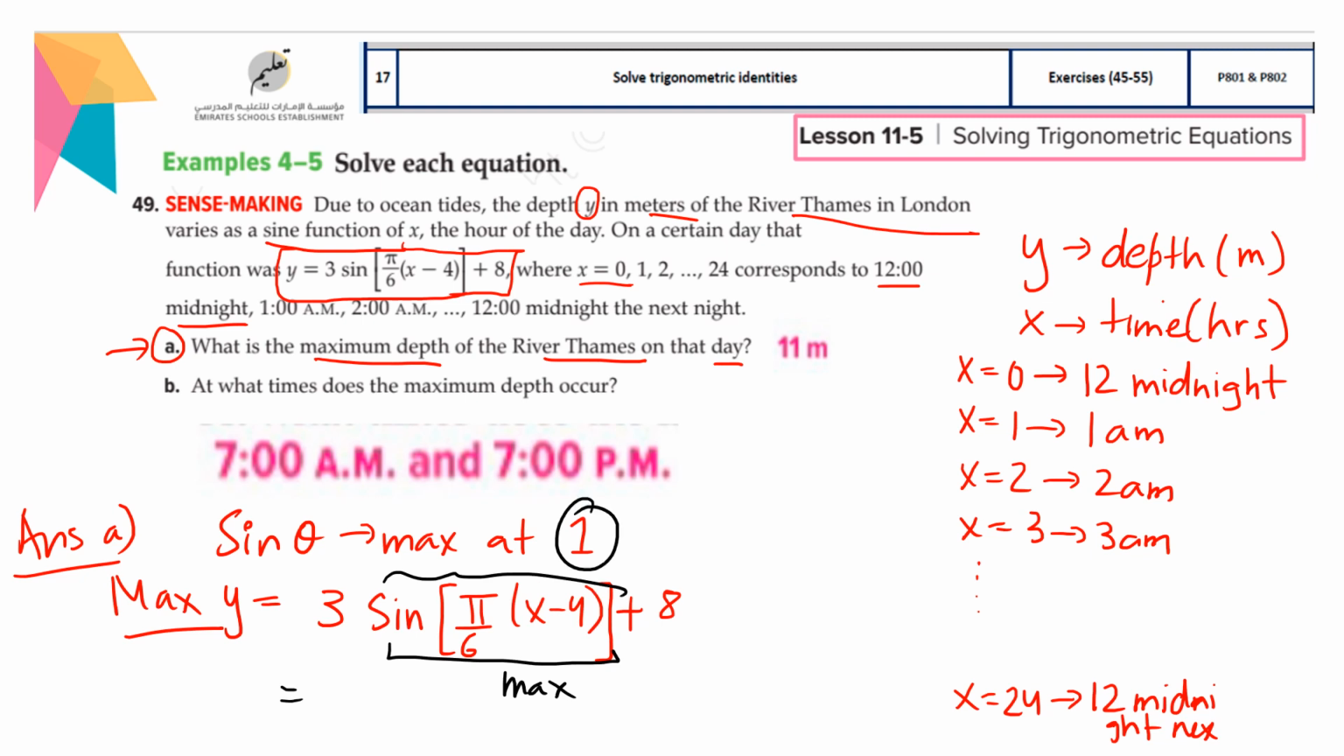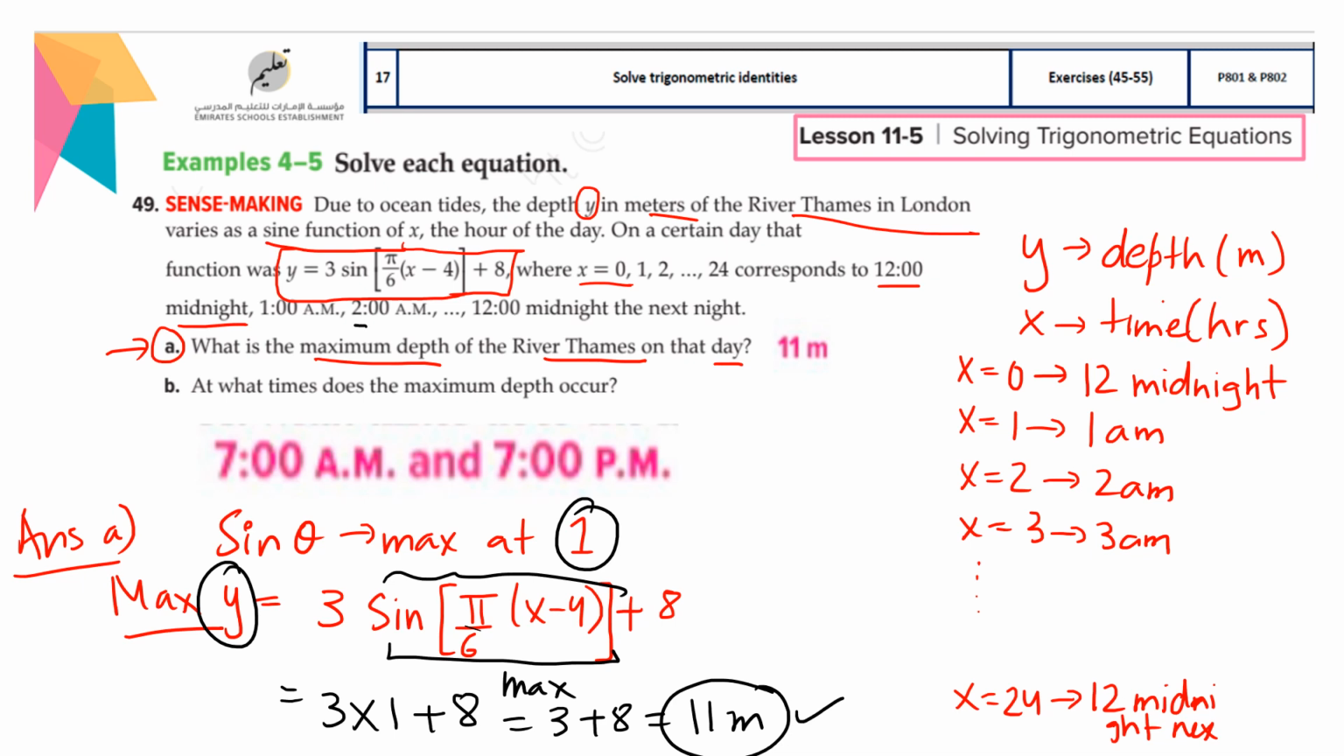So what can be the maximum value of y? Sine being 1 means this whole thing is 1 plus 8. So 3 plus 8, which is 11 meters. So that's the answer for part A. So what did we use here? In order to find the maximum value of the depth or y, we used that the maximum value of sine theta is 1. Okay, now let's see what part B is asking.